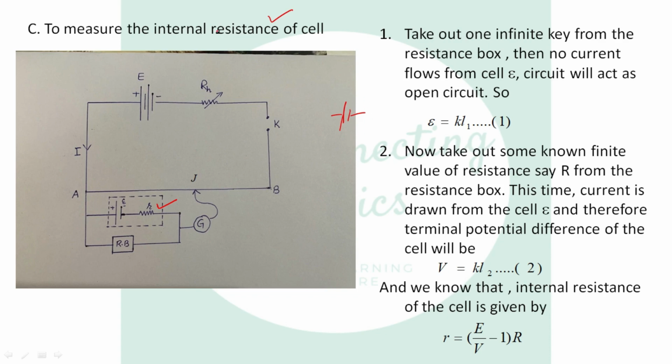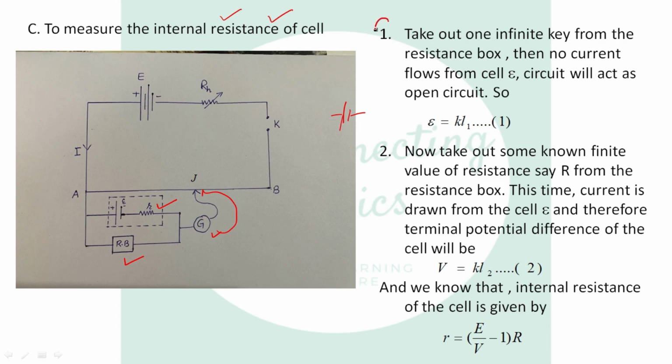But especially in this topic, we are asked for internal resistance. So we have shown the internal resistance along with this cell, and this dotted box is the complete cell. Now at point A, attach a resistance box here, parallel to this cell. Now these two terminals are connected to the galvanometer, and a jockey is connected in series with this galvanometer.